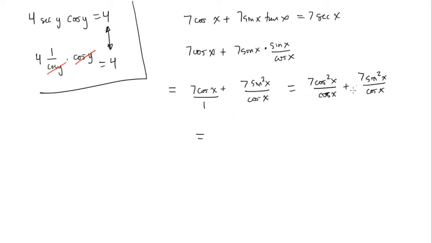Then I can factor a bunch of stuff out, so I can write this as 7 over cos x times cos squared x plus sine squared of x. And because we looked at this in the last section, cos squared of x plus sine squared of x is always equal to 1. And so we get 7 over cos x. Division by cos x is the same as secant. Okay, so that's one way that you could have gone about doing this.